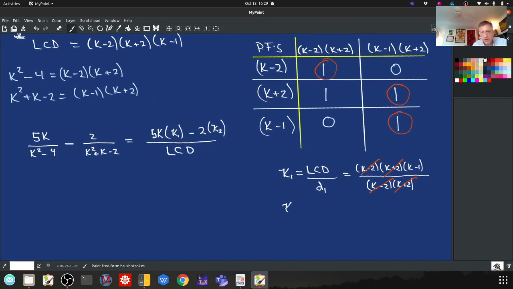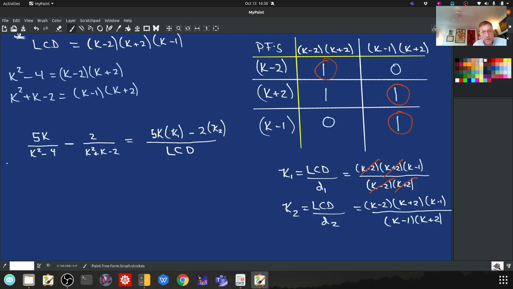My k2, again, is my LCD divided by my second denominator. I'm writing all this out. I'm sure when you do it, you'll figure out a better way than to write all this out each time, one way of which is just to do it in your head. And my second denominator, I don't want to write divided by k squared plus k minus 2. I want to write it in my factored form. Always. Once you've factored it out, never go back to the unfactored form.